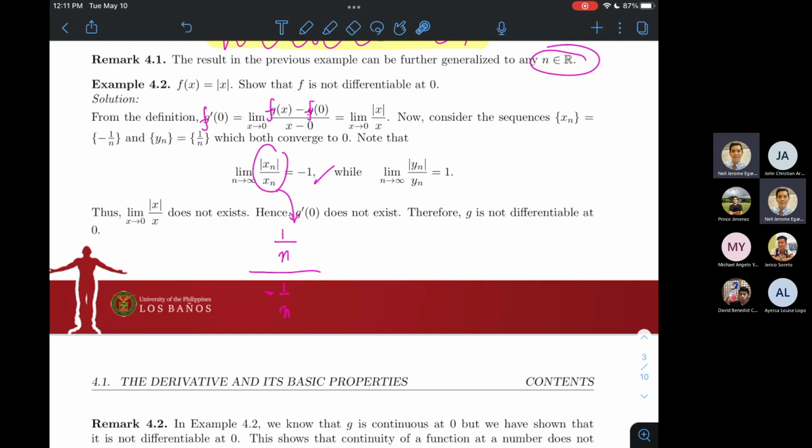So therefore, by the sequential criterion, we can say na yung limit ng absolute value of x all over x ay hindi nag-exist. And since this limit doesn't exist, which is basically the definition for the derivative, so we say g prime of 0 does not exist, or in other words, g is not differentiable at 0. Okay, so pinakita lang natin talaga na yung limit ay hindi mag-exist. All right, questions about the proof?